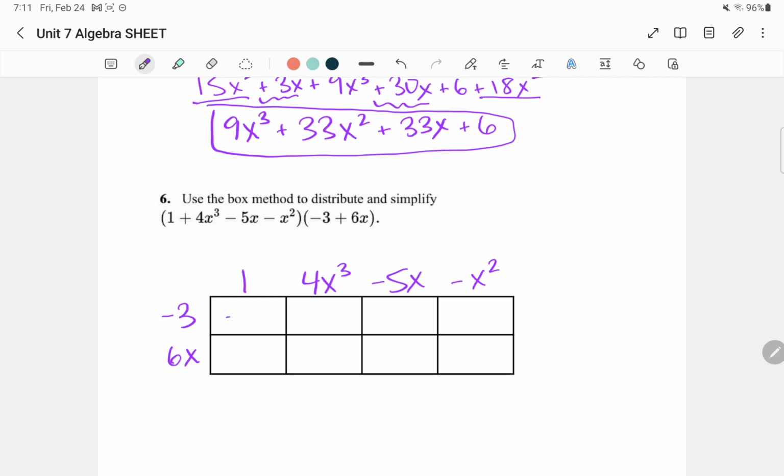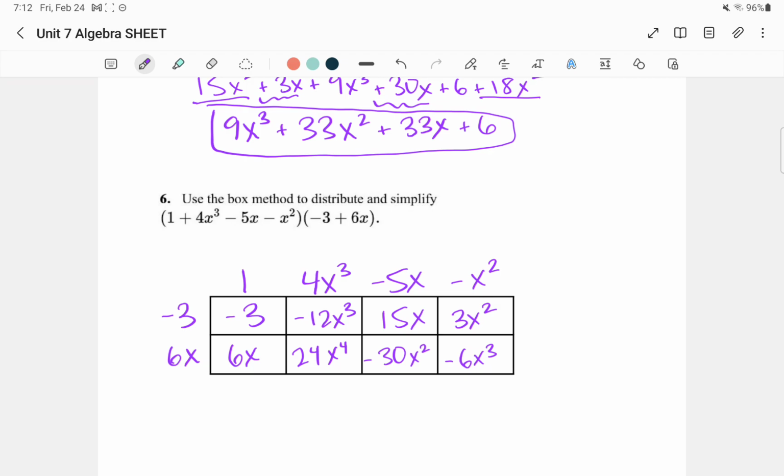So let's multiply. So negative 3, negative 12x to the third, positive 15x, positive 3x squared. This is 6x, 24x to the fourth, negative 30x squared, and negative 6x to the third. If you need to write them out to the side like I did in the last example, if you're having trouble doing them in your head, it's okay. Just write them out and then just go ahead and multiply them.